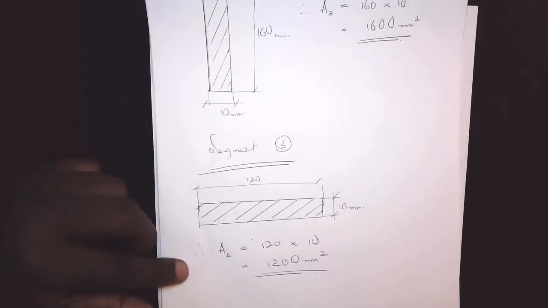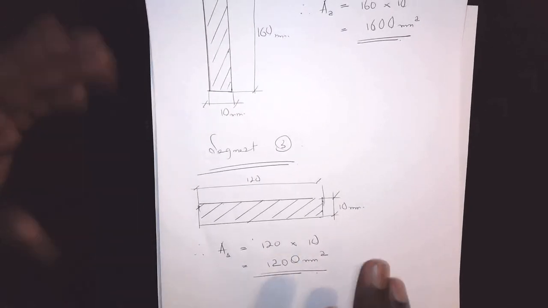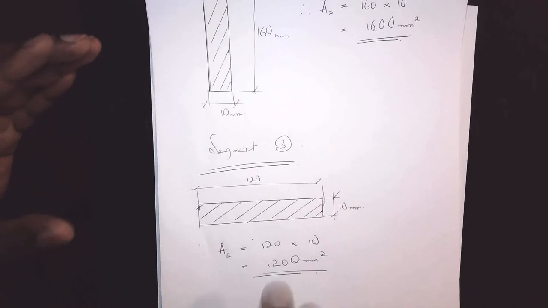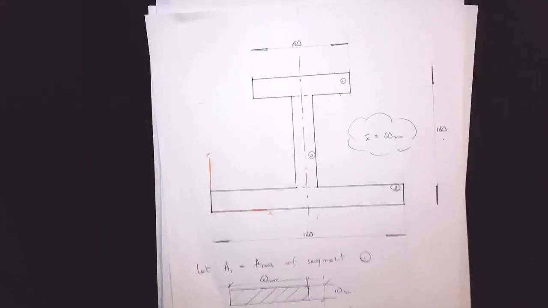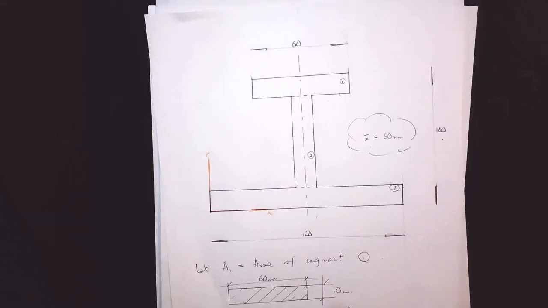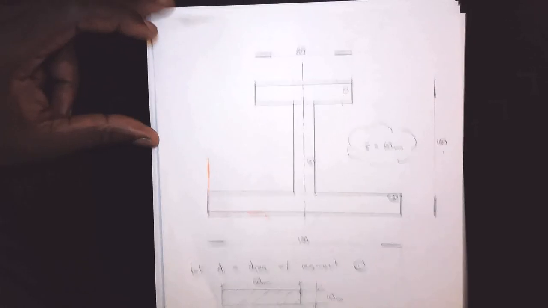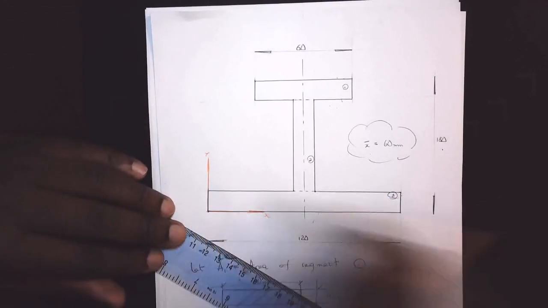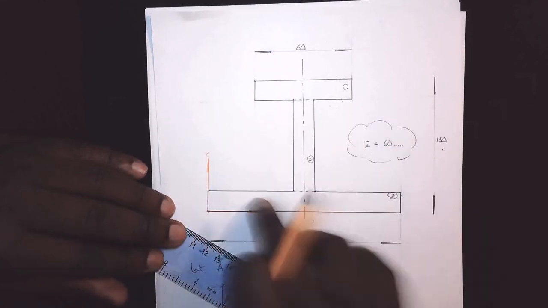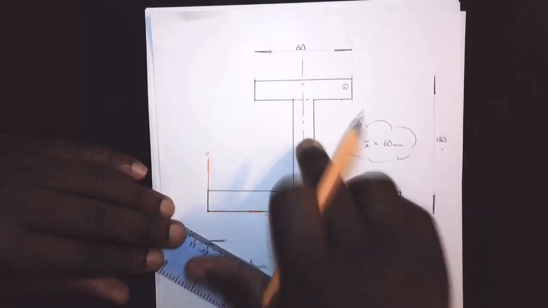So we've calculated the areas. The next part is to calculate the position of the centroid. So let's bring back our initial diagram with our center. Since each segment is rectangular, what we can do is put diagonals from the corners of the segment to identify where the local centroid is for each segment.